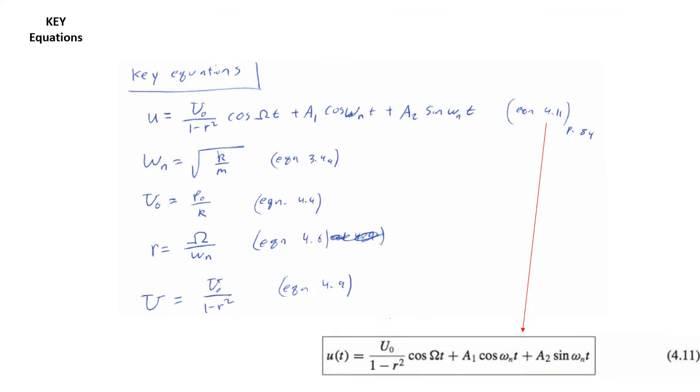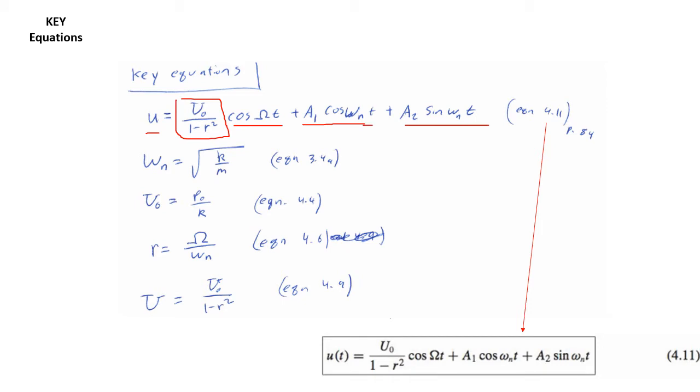So the first thing we want to do, now that we have the setup, is figure out what our key equations are. We know what they're asking for. We know what they've given us in the problem statement. What equations will help us get to that point? So for our key equations, we have u is equal to u naught over 1 minus r squared times the cosine of omega t plus a1 cosine omega n t plus a2 sine omega n t.